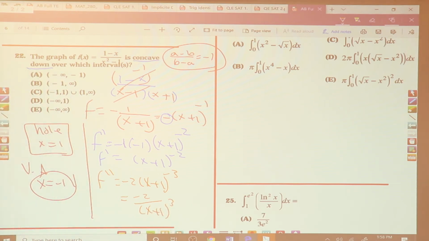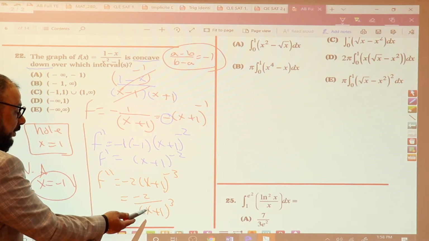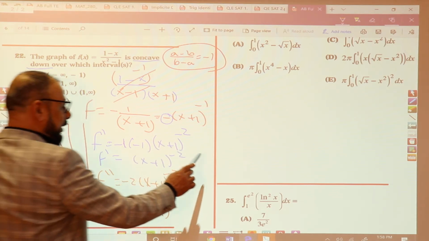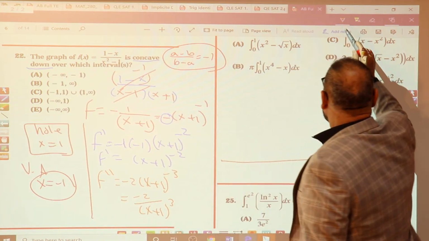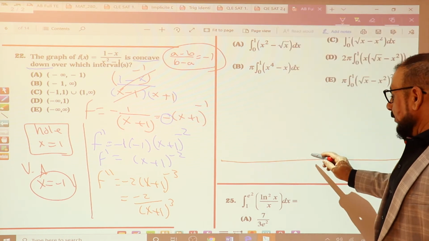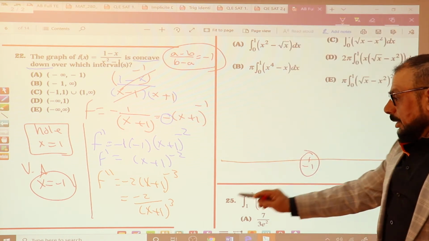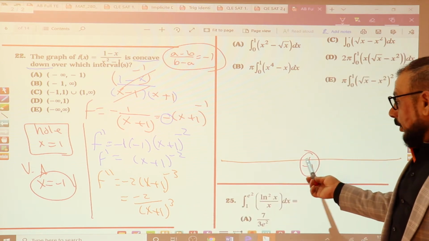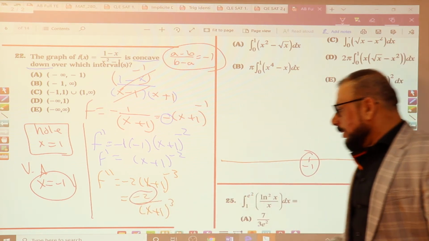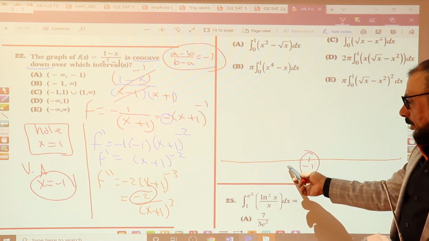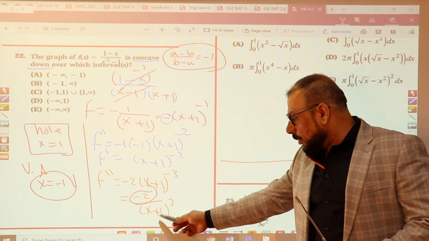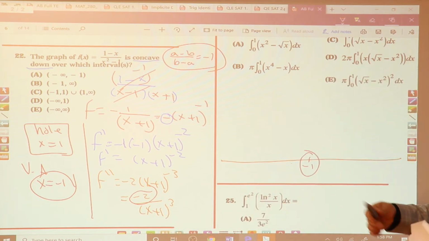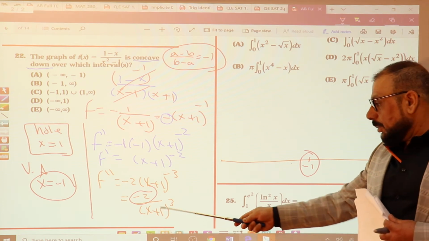Good job. This is impossible to be 0. The only problem I have is negative 1, which is my hole. Negative 1 is my hole. And look here, we have the negative 2 in the top. Take a test point to the left of negative 1, and to the right take 0, 0 plus 1, right?